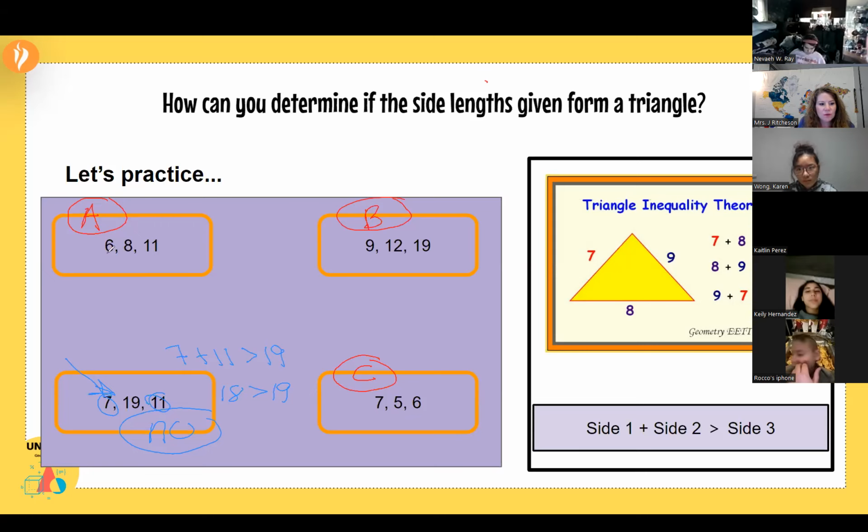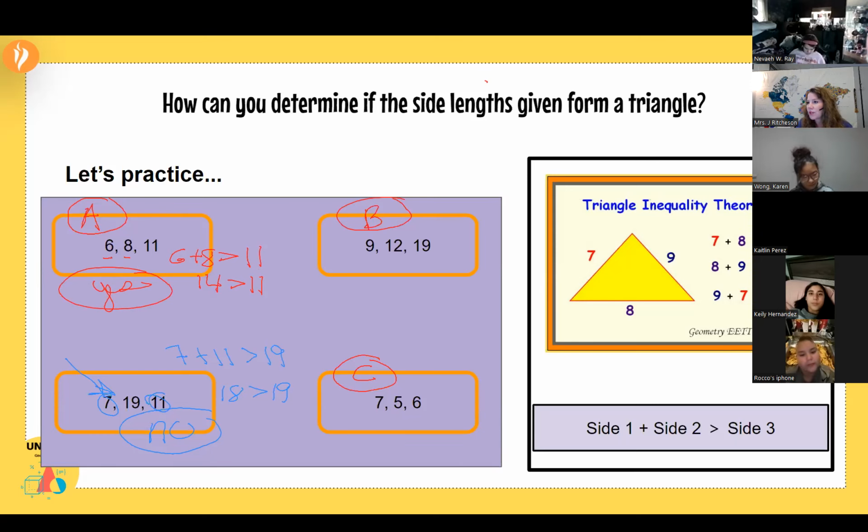So if you take the two smaller numbers, add them together. So 6 plus 8, is 6 plus 8 greater than the third side? Yes, because it's 14. Exactly right. So is 14 greater than 11? Yes. So like Kaylee said, the answer is yes. Good job. All right, what about letter B?